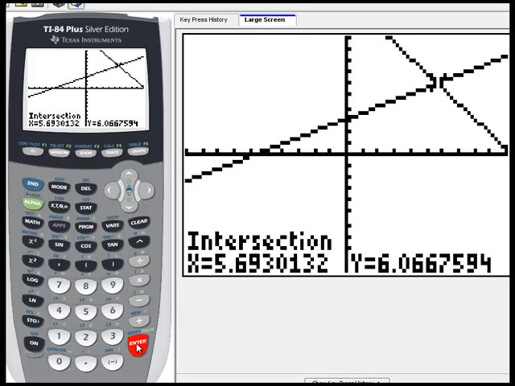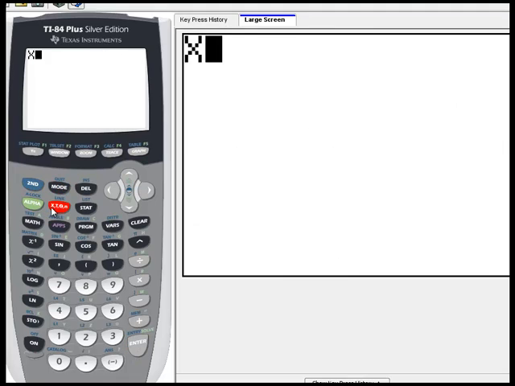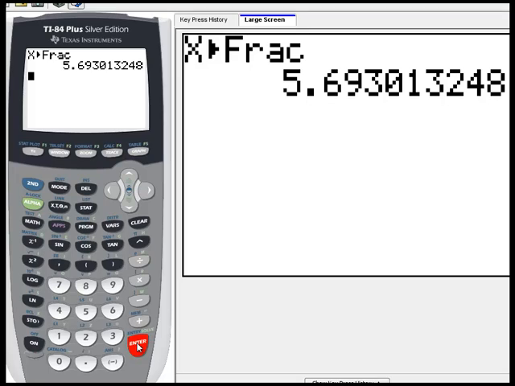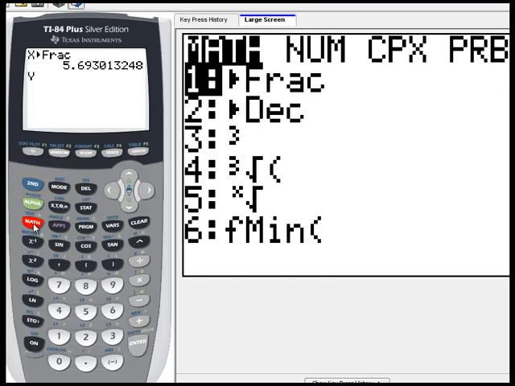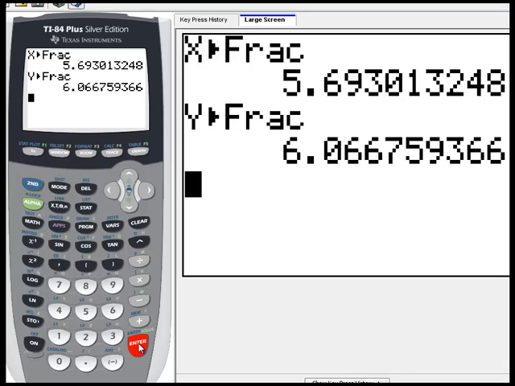Now let's try to obtain some exact answers if we can. So second quit. X, math, fraction, enter. No, it only gives back the decimal approximation. How about y? Alpha, y, math, fraction, enter. Same situation. Then we will be recording decimal approximations rounded to 3 significant digits. Let's go to the paper and do just that.